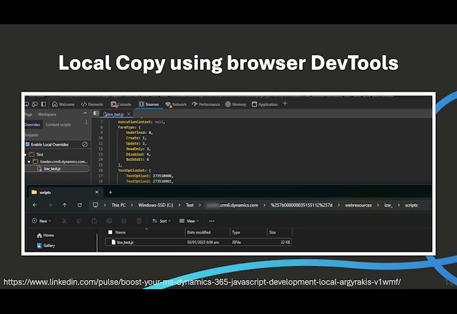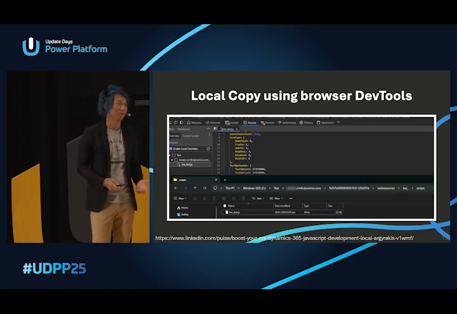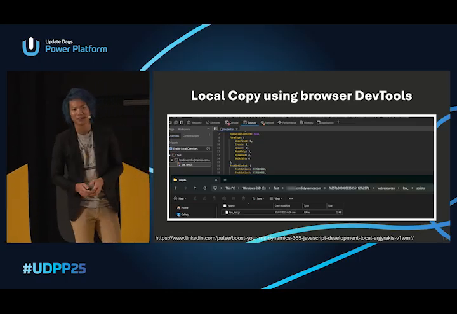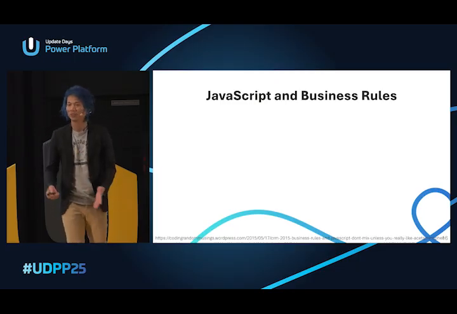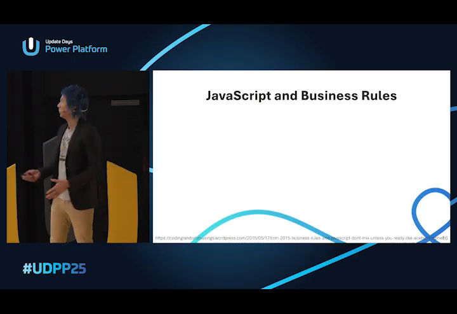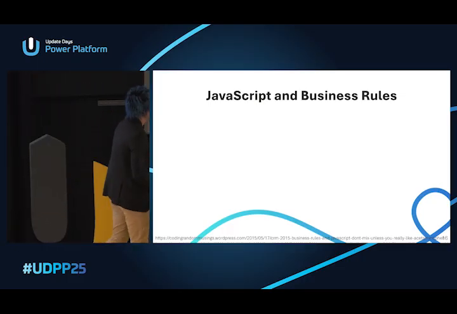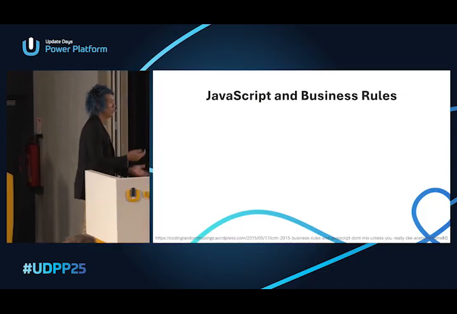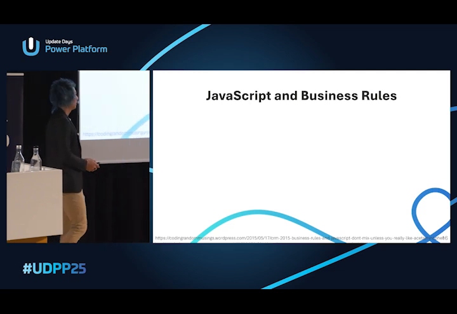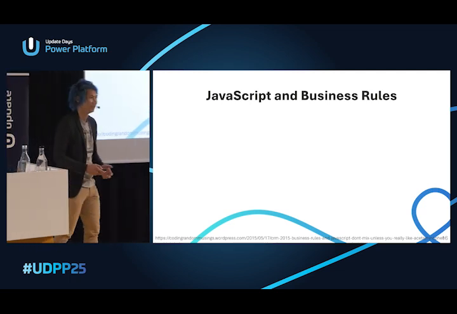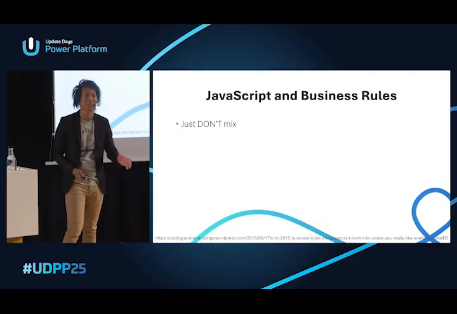So oftentimes, we're not the developers who make the development, right? We are working alongside functional consultants. Functional consultants prefer not to do coding, so they use business rules. And we, as pro devs, prefer to do JavaScript. So what are the rules of thumb? My rule of thumb, which may be subject to different opinions, is just don't mix it, right? It's okay if you have a functional consultant, you can have it.